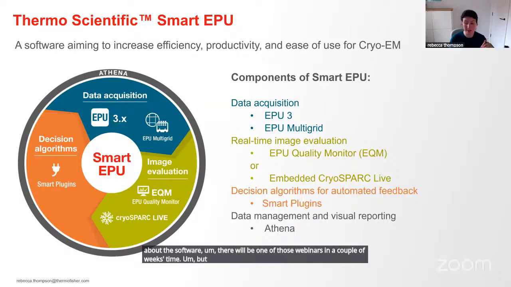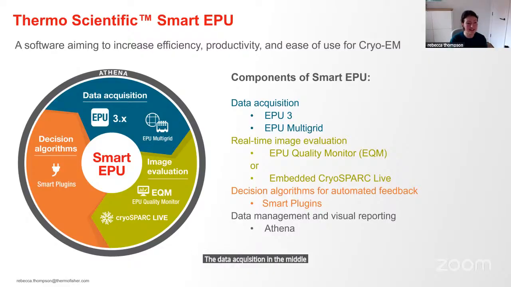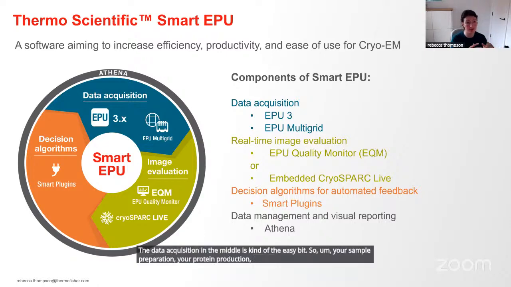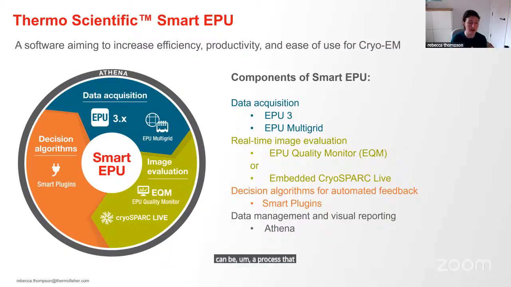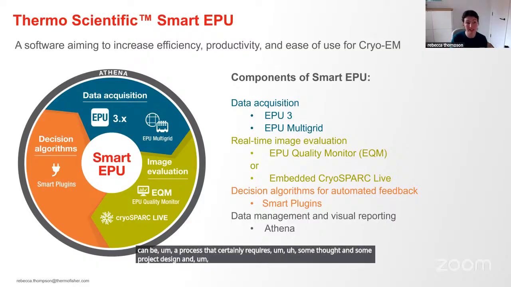But basically, when it comes to cryo-electron microscopy, the data acquisition in the middle is kind of the easy bit. So your sample preparation, your protein production, getting that onto a grid and having that optimized can be a process that certainly requires some thought and some project design and can take some iteration to get that process right. Once your grid is looking good, if you're on a Glacios instrument, for example, or a Titan Krios instrument, then the actual data acquisition should be the easy bit because the instruments in terms of the hardware and the software have really come so far.